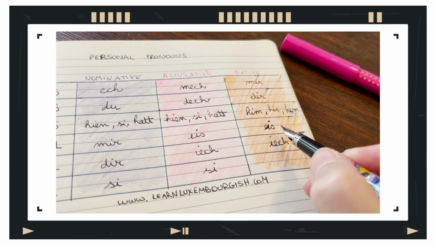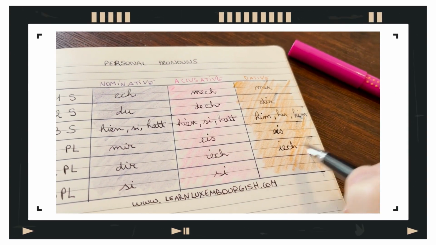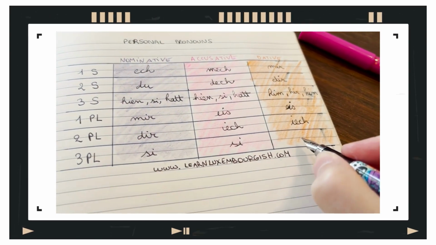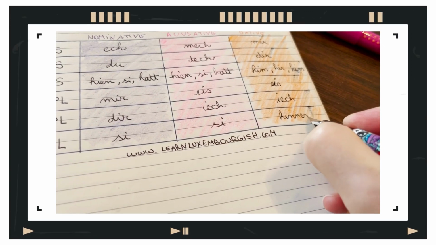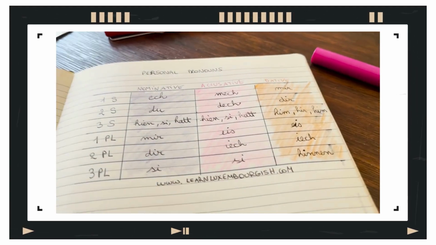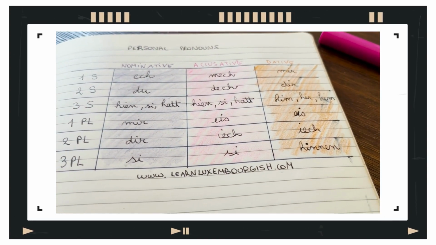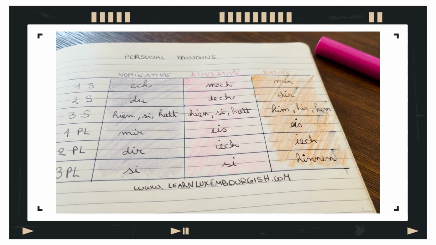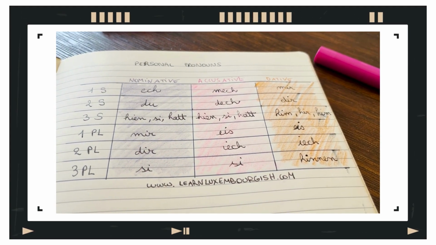What do these actually look like? In the first person singular, in the nominative case, it's ich. In the accusative case, it's mich. In the dative case, it's mir. After von, after the preposition von, we would focus on the orange column on the right here, which is all the dative case. And so we have mir, dir, him, hier, him, eis, ihr, hinnen.